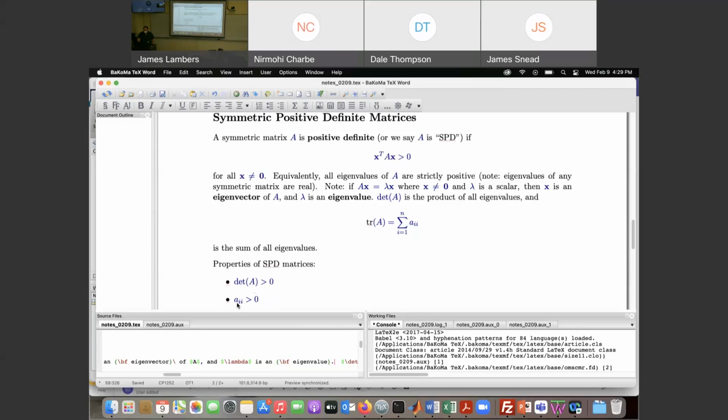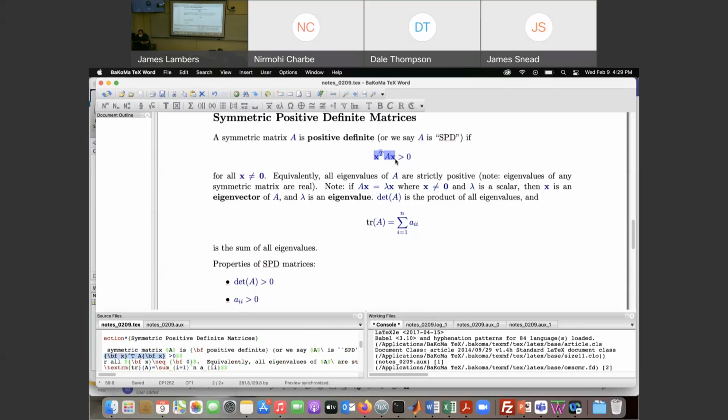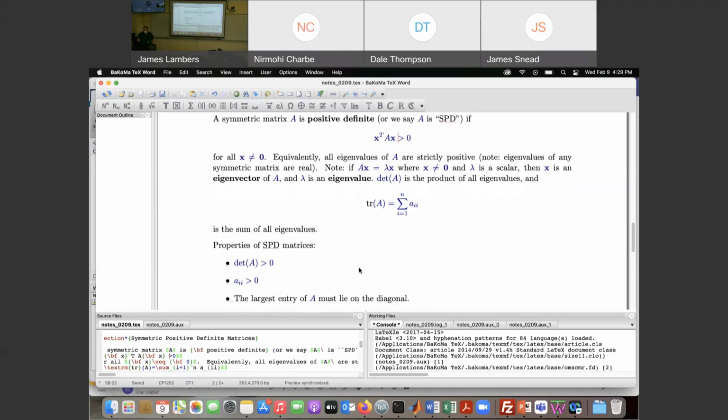We can also say that all the diagonal entries must be positive. You can prove that by letting x equal a column of the identity. If x is a column of identity, which is a standard basis vector, then this whole expression is a diagonal entry of A. Since this has to be positive for any non-zero x, the diagonal entries must be positive, since that comes from this for specific choices of x. Also, whatever entry in A is the largest, it must sit on the diagonal.